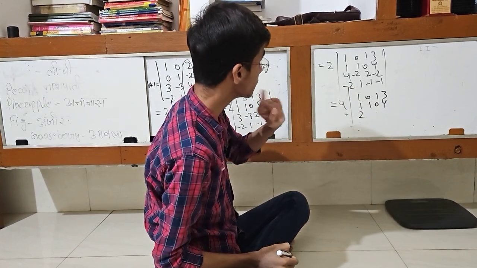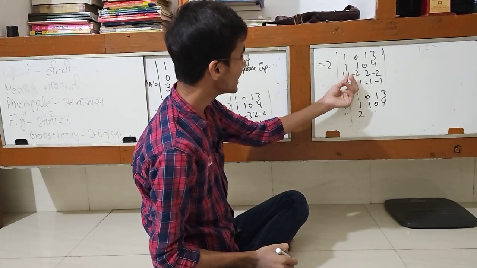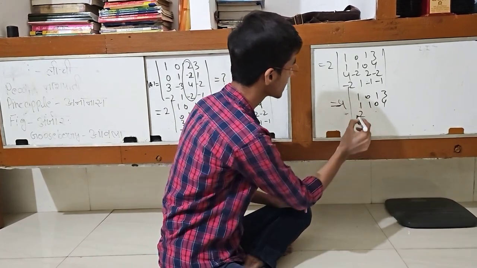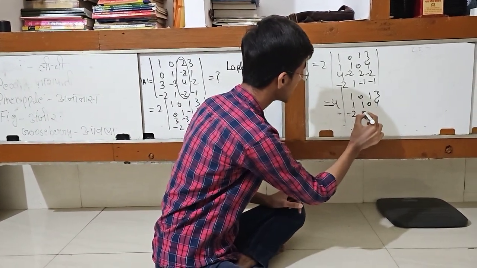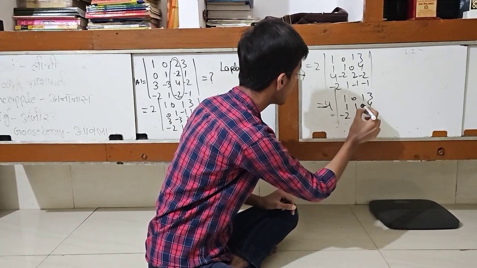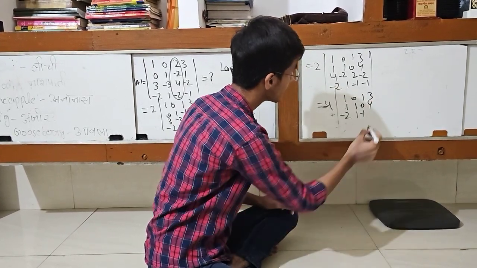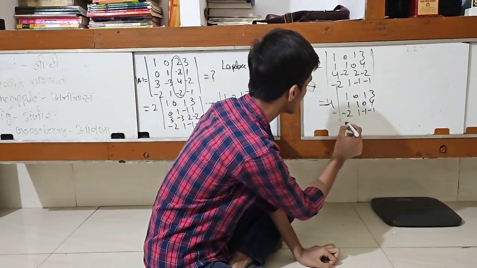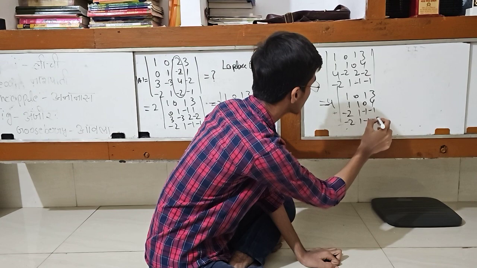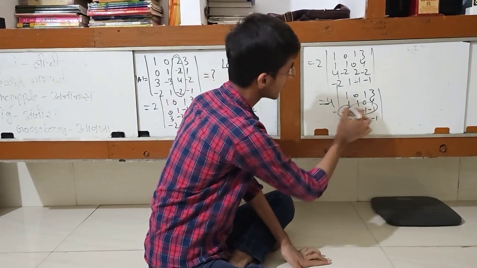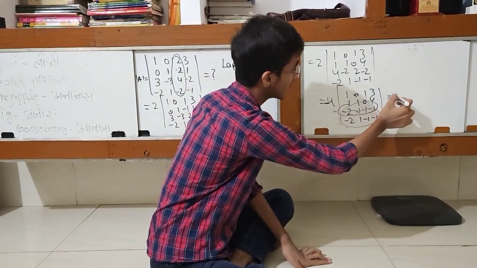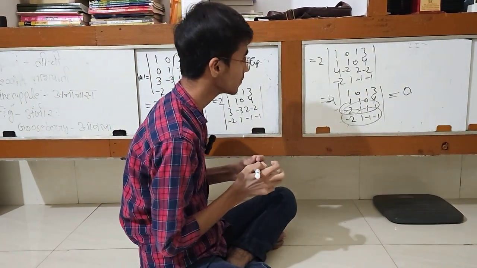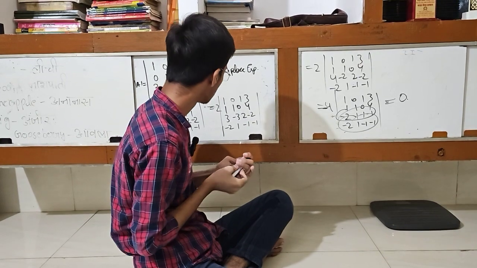Now here instead of 2, I can as well take minus 2 as a common factor. When I take minus 2 as a common factor, this will come negative, this will come positive, this will come negative, and this will come negative. So in this case I got minus 2, 1, minus 1, minus 1, and see, two rows are the same. If any two rows or any two columns are the same, that means the value of the determinant is 0.